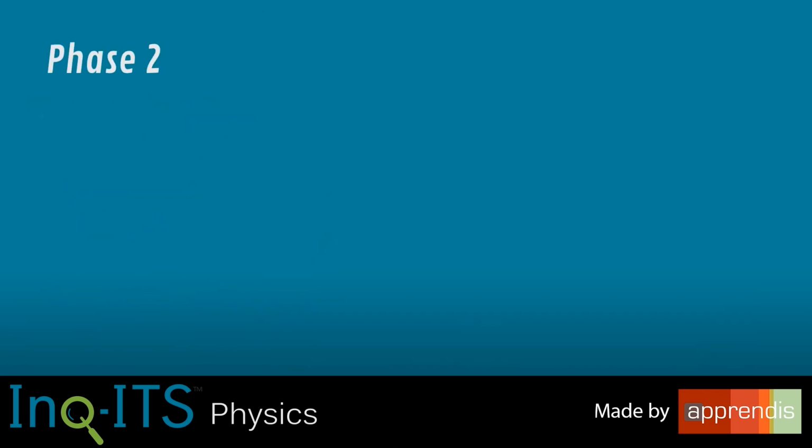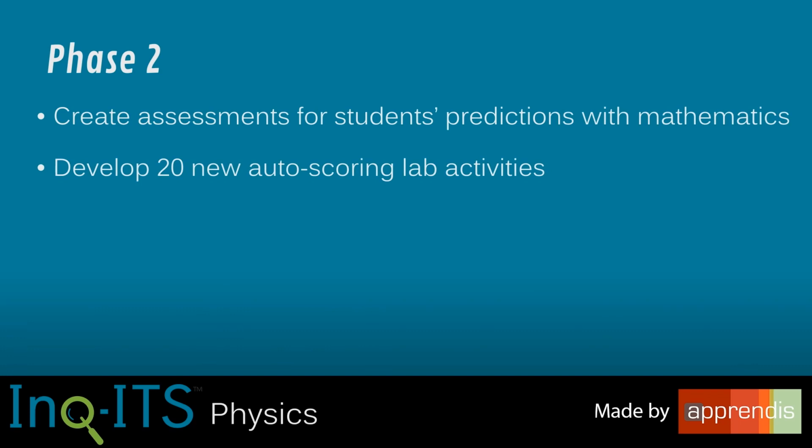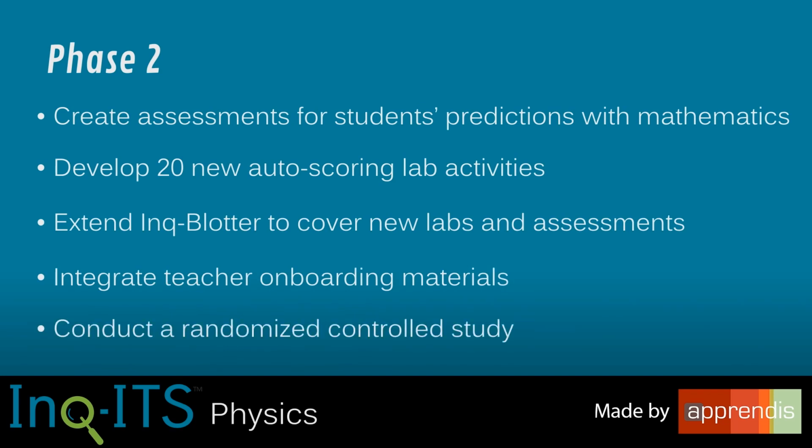In Phase 2, we will add the capacity to assess how students make predictions with the mathematical models they create, a feature requested by teachers that is important to mathematics use. Develop 20 new lab activities in 5 physics topics and extend our algorithms to auto-score them. Extend Inq-Blotter to work with the new activities and assessments. Integrate teacher onboarding materials. And conduct a randomized controlled study to see if Inq-Blotter enables teachers to help students more efficiently and if students improve at using mathematics during inquiry.